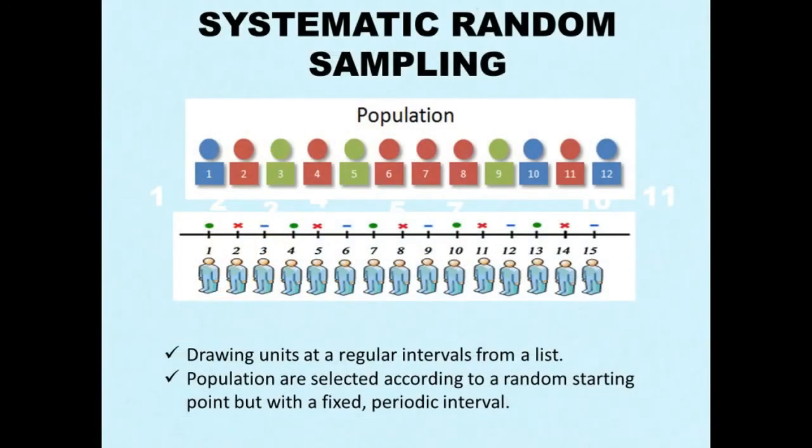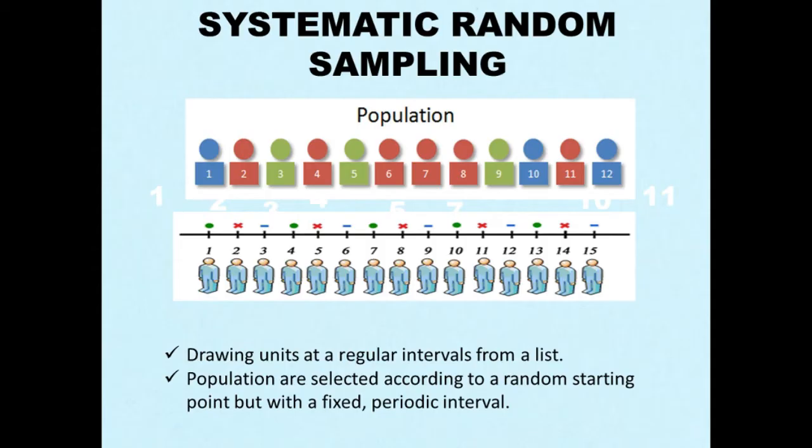Ikalawa, we have systematic random sampling. From the word systematic, there is an interval. There's a system to be followed. Drawing units at regular intervals from a list. Sabi ng interval, ito yung pagitan. Population are selected according to a random starting point but with a fixed periodic interval.